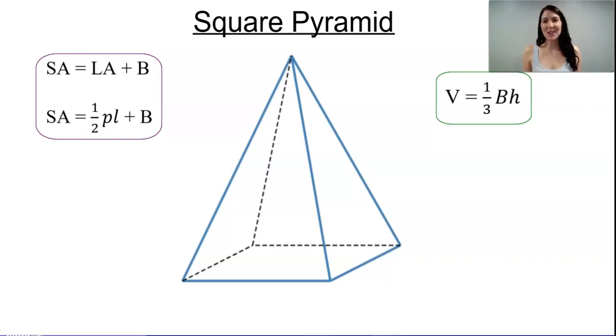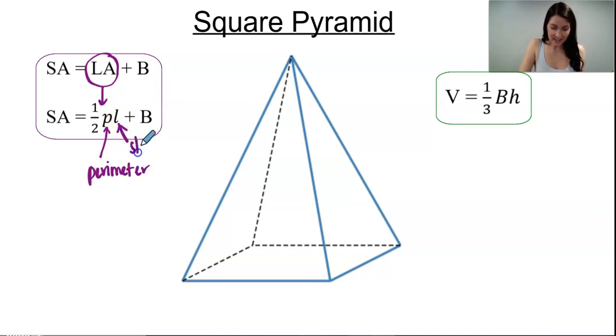In this video, we're going to learn how to find the surface area and volume of a square pyramid. Let's first take a look at the formulas. The formula for surface area is that we're going to take the lateral area plus the base. The lateral area is 1/2 the perimeter times the slant height. And then the base is the area of the square base.